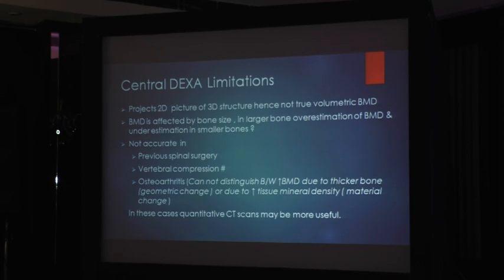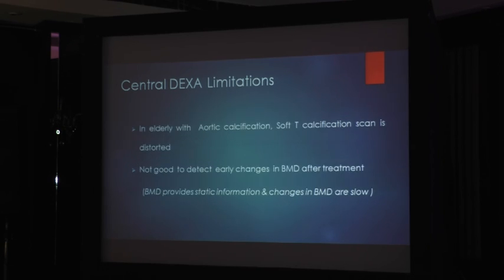But this is not the perfect scan because it projects only a 2D picture of a 3D structure, and it is affected by bone size also. It is not accurate if there is a previous spinal surgery, an existing vertebral compression fracture, or osteoarthritis. In these cases, quantitative CT scan will be more suitable.